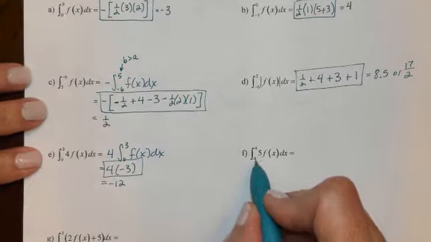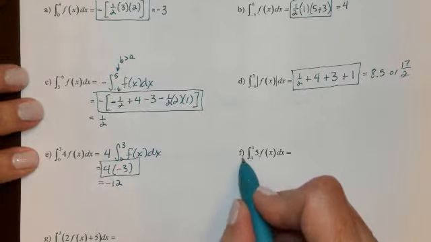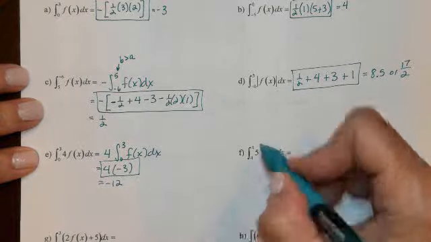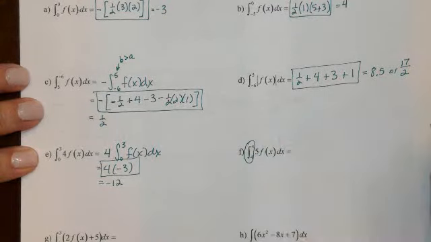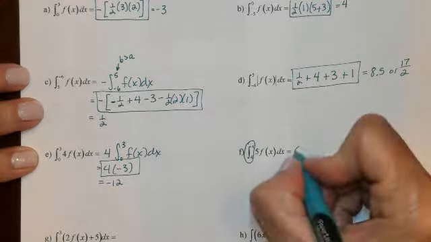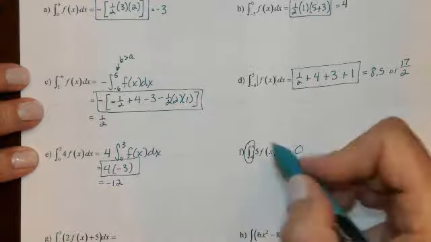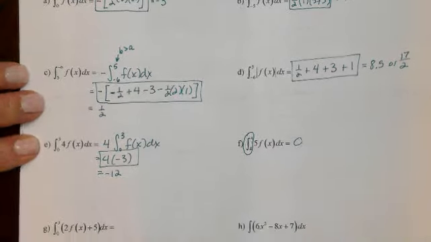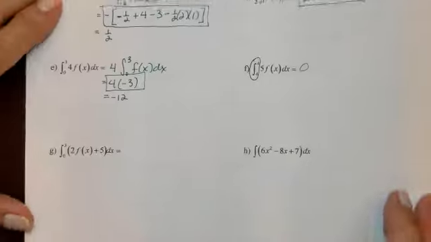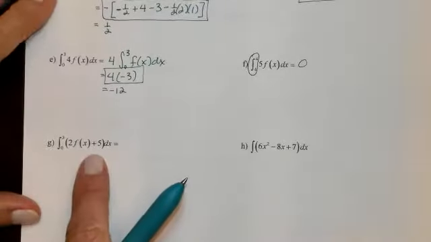Now, part F, the 5, I could take outside, but before I even do that, look at our boundaries. I don't have to waste time taking the 5 outside because this whole thing is going to be 0. When your boundaries are the same, your integral is 0. Okay?